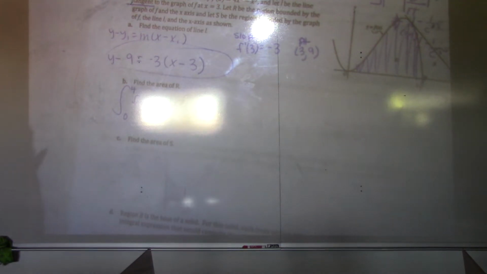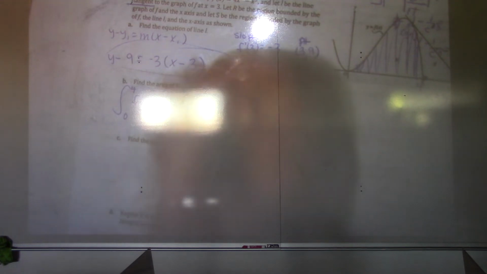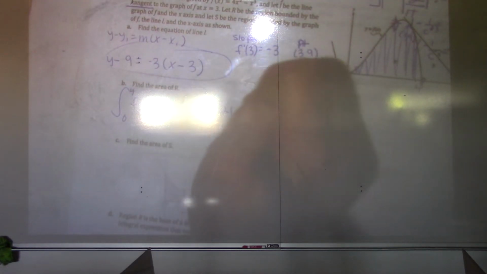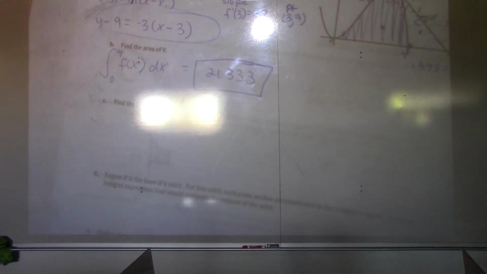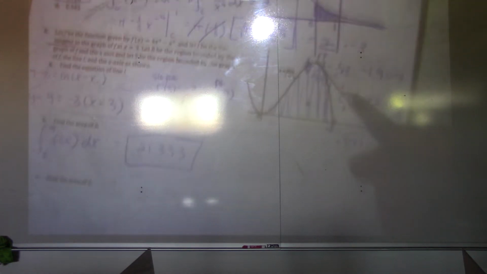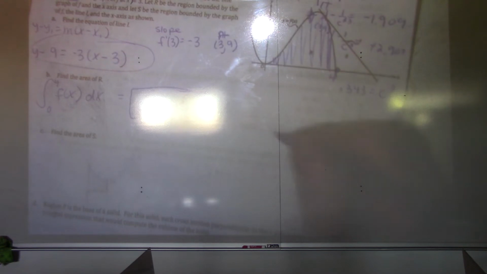So then we take our antiderivative, 0 to 4 of f of x, and we get 21.333. All right, area of S. Area of S is a lot more complicated, so let me just kind of sketch it right here.